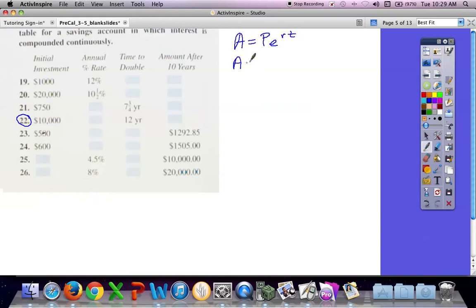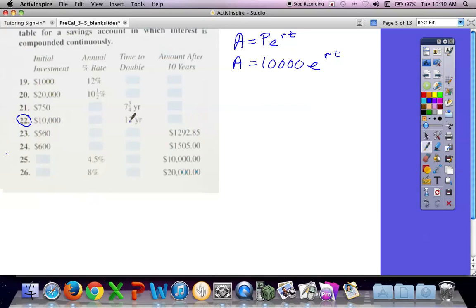And we know that the initial investment is 10,000, and we don't know the interest rate. So what do you think we're going to do with this time to double number, which is 12? Okay, we're going to plug in. The time to double is going to make the A 20,000, and it's going to make the T 12, right?